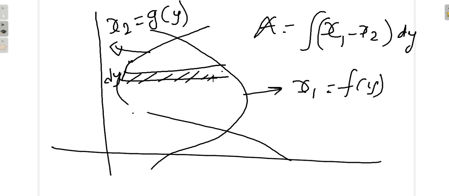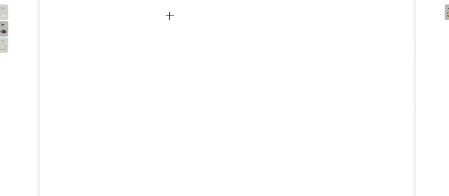So these are the different types of problems which will be asked in the exam, and based on this now we are going to solve certain examples. Let us see the first example.